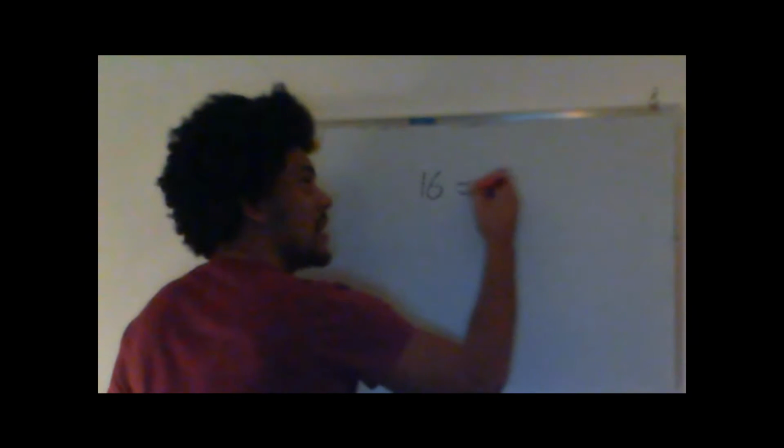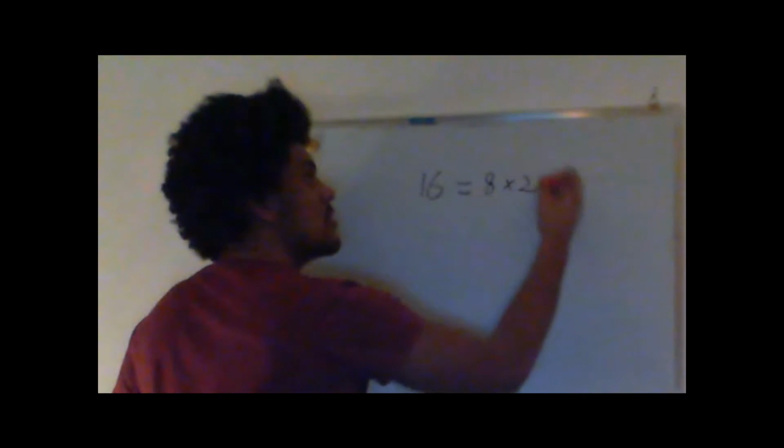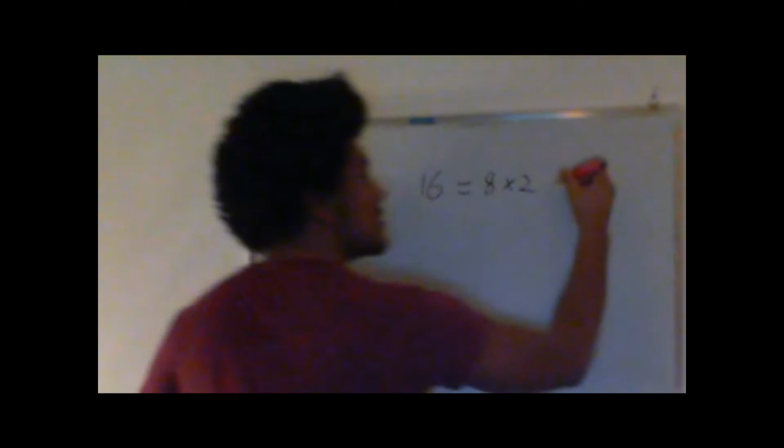Now, factorisation is very important, particularly in algebra. If you have a number, its factors are the numbers that multiply together to give that number. So, for example, if you have the number 16, well 16 is equal to 8 times 2. So 8 and 2 are both factors.